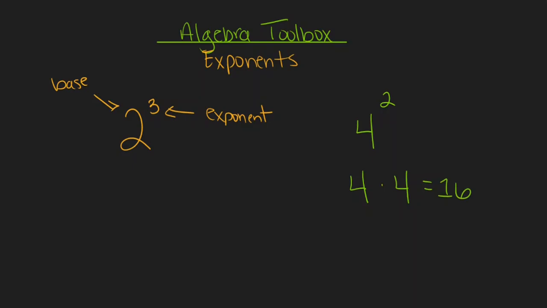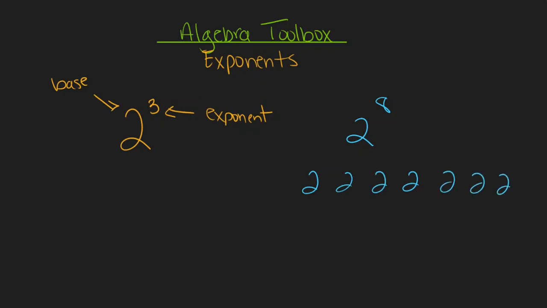No matter what the base is or how big the exponent may be, this pattern is always true. So let's take a look at an even bigger example just to see what happens. Let's say we had something like 2 to the 8th. Well, our pattern still holds true. This is telling me to use a base of 2 and multiply it by itself 8 times. So I need 1, 2, 3, 4, 5, 6, 7, 8 2's, and I would have to multiply them all together. This is going to become a really big number.